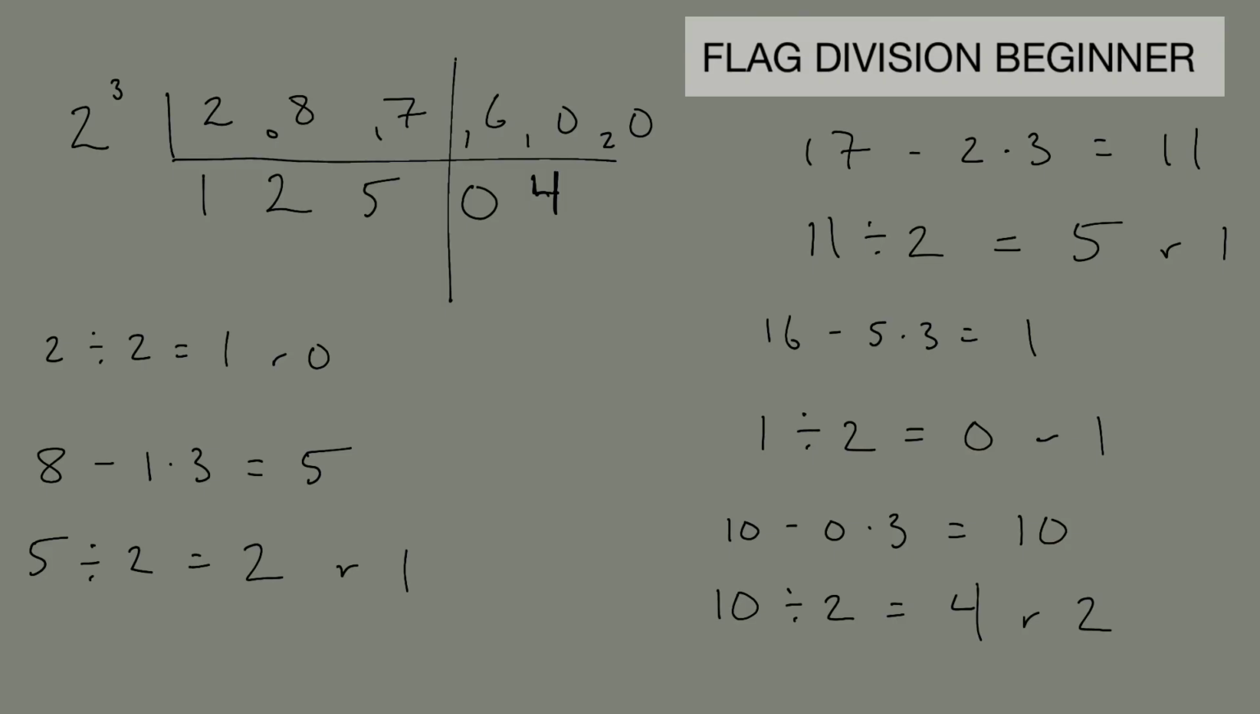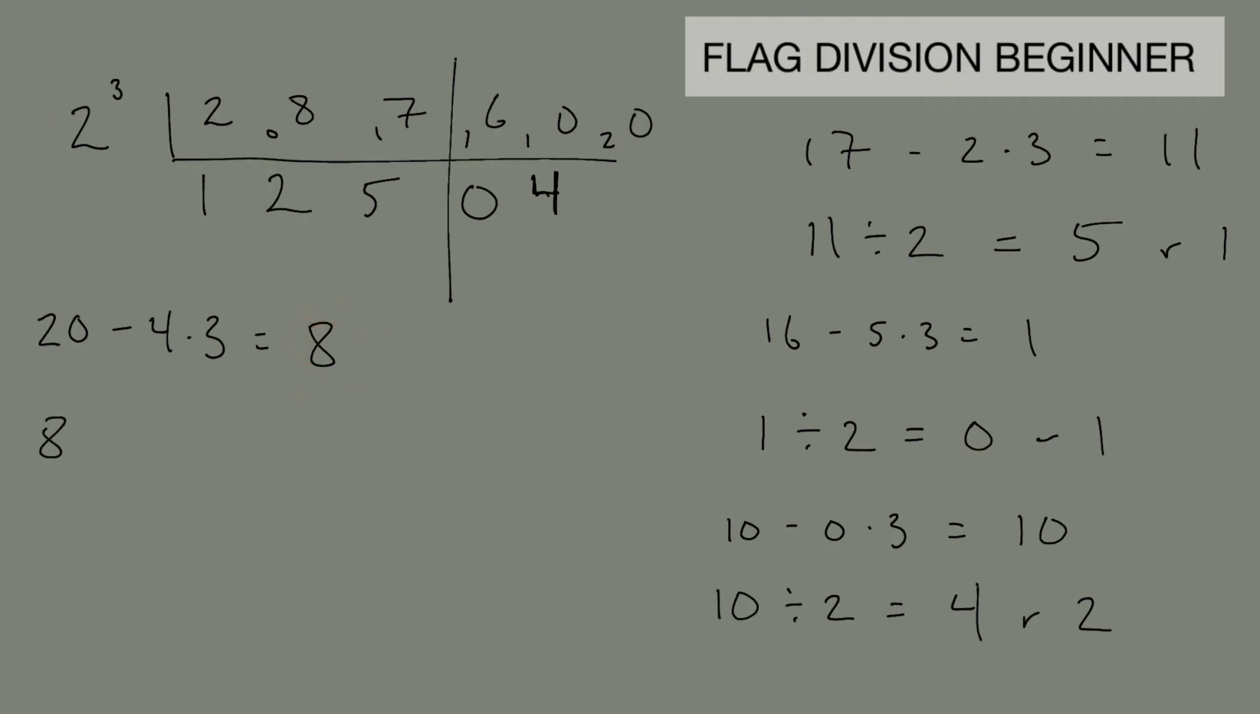Okay, I'm going to erase some of this stuff. If you don't already have this written down, go ahead and press pause. I'm going to erase it now. So at this point, we have 20 minus 4 times 3. That's 20 minus 12. 20 minus 12 gives us 8. Now we take this number 8 and divide by 2.